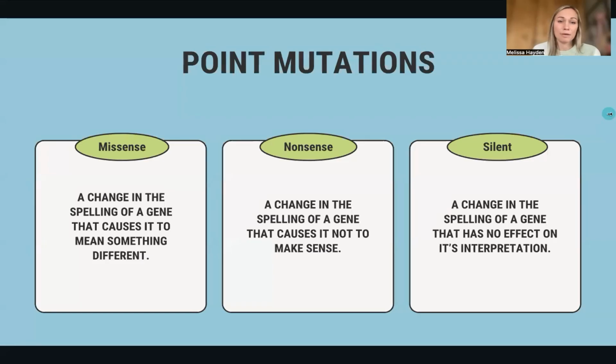Now let's look at different types of point mutations, which involve changes to the DNA sequence of a gene. These mutations can affect how the gene is read and interpreted by the cell. Missense mutations change the gene sequence, resulting in a different meaning or function. Nonsense mutations introduce a change that causes the gene to stop making sense, often leading to a non-functional protein. Silent mutations occur when the gene sequence is altered, but the change doesn't affect its function. We'll dive deeper into each one of these in the following slides.